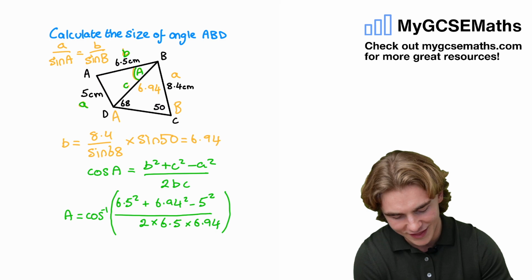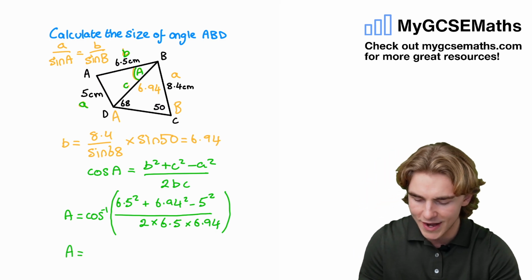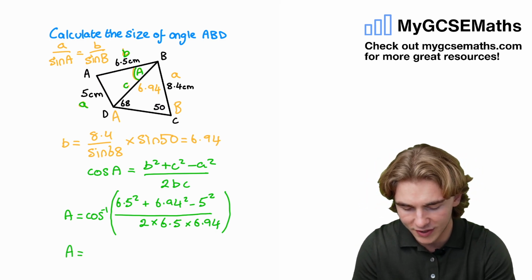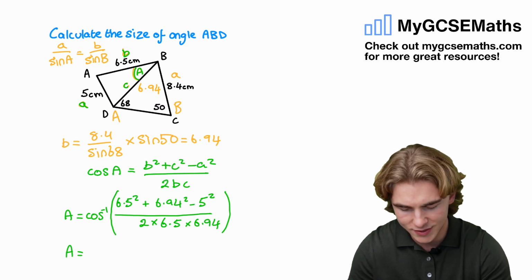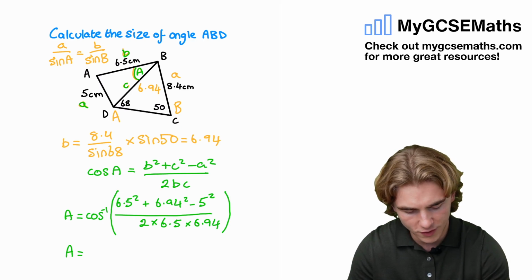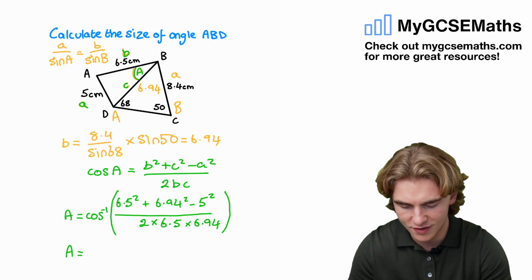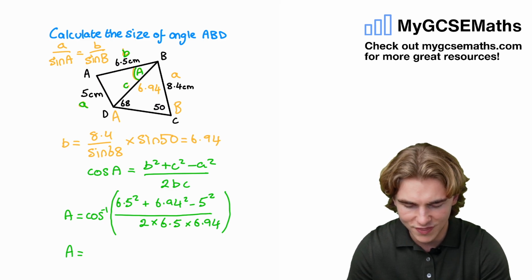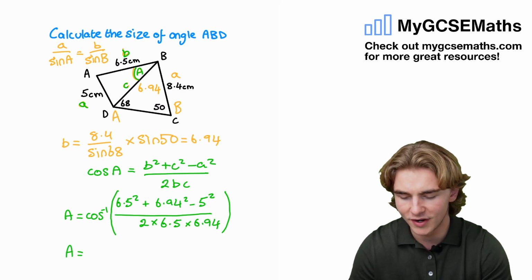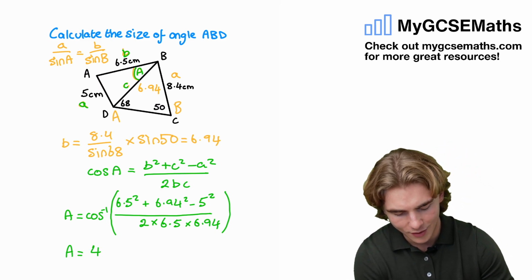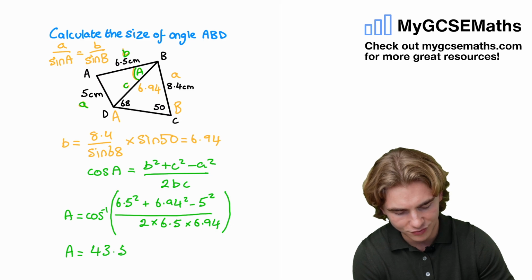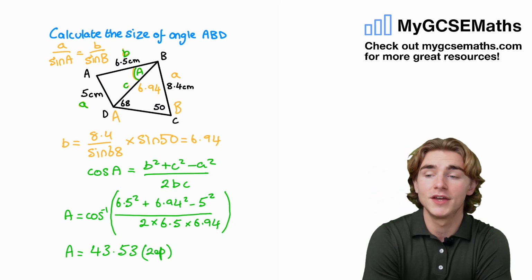Let's bring this into our calculator then and see what we get. So we're going to have A equals, and then getting our calculator out, we're going to hit shift cos. We're going to hit the fraction button, and we're going to do 6.5 squared plus 6.94 squared minus 5 squared over 2 times 6.5 times 6.94, and then we're going to move right, close those brackets, click equals, and guys, we're going to get 43.53 as our answer. 43.53 to 2 decimal places. That, guys, is going to be our answer to this question.